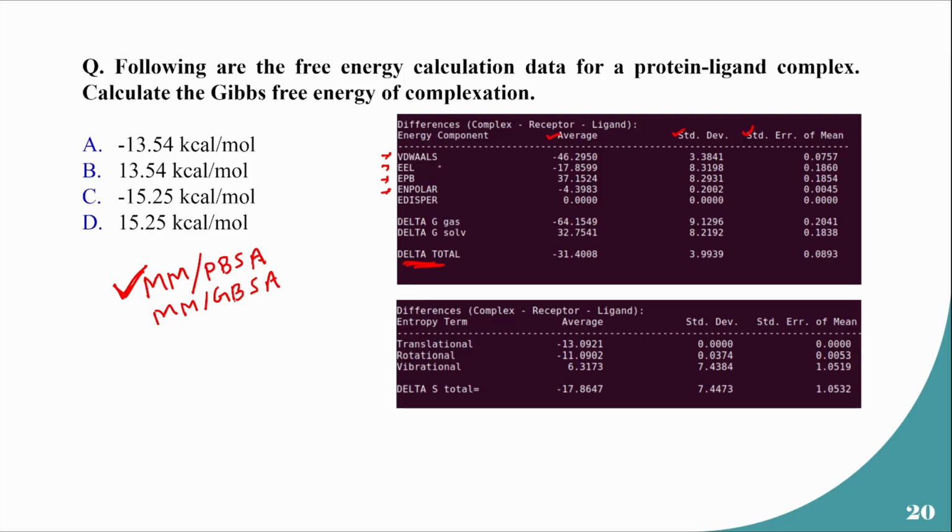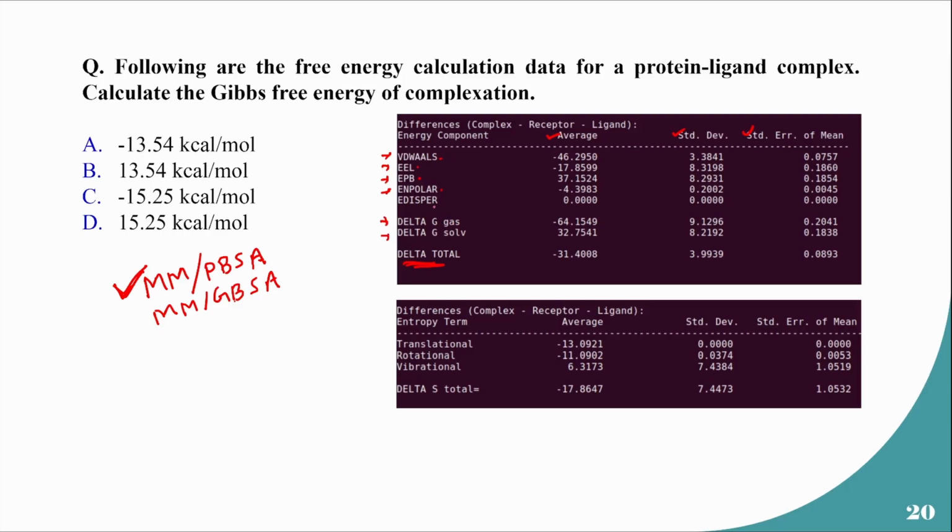So here the terms are, firstly, the van der Waals energy term. Then you have EEL, which indicates the electrostatic interaction energy term. Then you have EPB, the polar solvation energy term. You have the non-polar solvation energy term, and you have the delta total, which is what you get if you sum all of this together. Two other terms are also mentioned here, delta G gas and delta G sol.